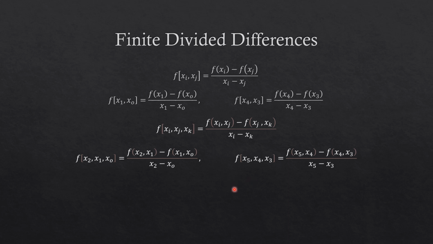So in general, the nth finite divided difference, denoted by f of x sub n, comma x sub n minus 1, and so on, comma x sub 1, comma x sub 0, will be equal to the n minus first divided difference, f of x sub n, comma x sub n minus 1, and so on, comma x sub 1, minus the n minus first divided difference, f of x sub n minus 1, comma x sub n minus 2, and so on, x sub 1, comma x sub 0, divided by the length of the interval from x0 to xn, which is x sub n minus x sub 0.